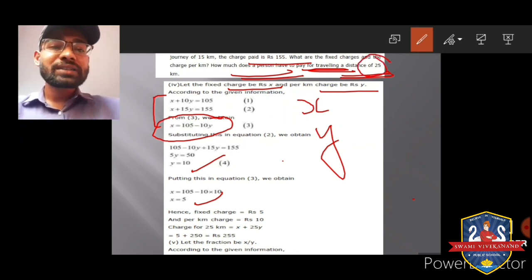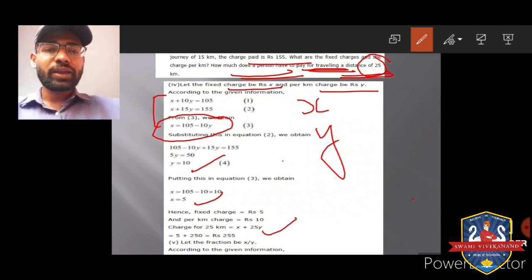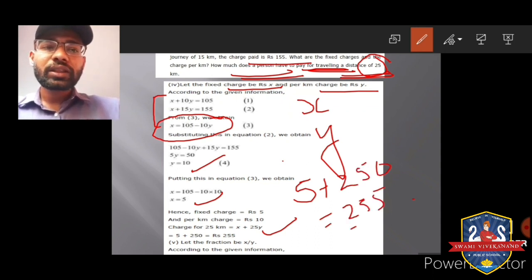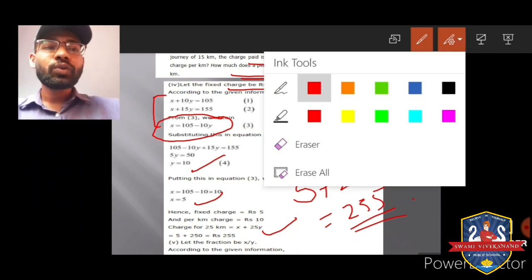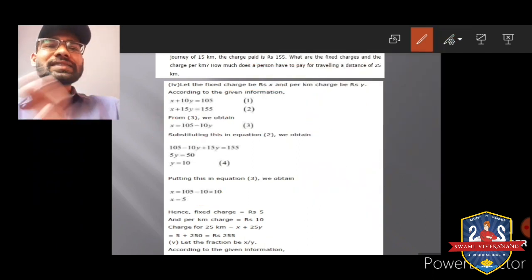So the money paid by the person for 25 kilometers is x plus 25y. It is 5 plus 250, which is 255. The money paid by the person is 255. It's just like simple charges.